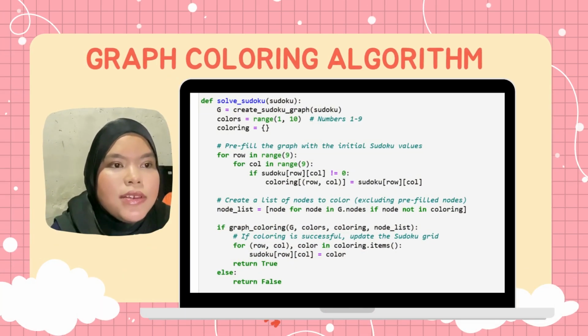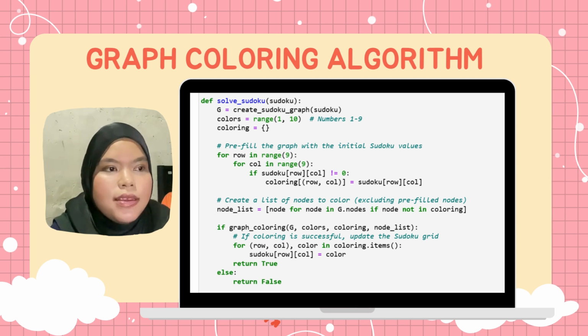Okay, next is to define the solve Sudoku function. This function attempts to solve the Sudoku puzzle with graph coloring. The function takes the Sudoku grid as input. It creates the graph representation of the Sudoku by calling the get Sudoku graph function. It defines the possible color numbers 1 to 9 that can be used for coloring the graph. It initializes an empty dictionary, coloring, to store the node colors. Next, it pre-colors the graph with the initial Sudoku values.